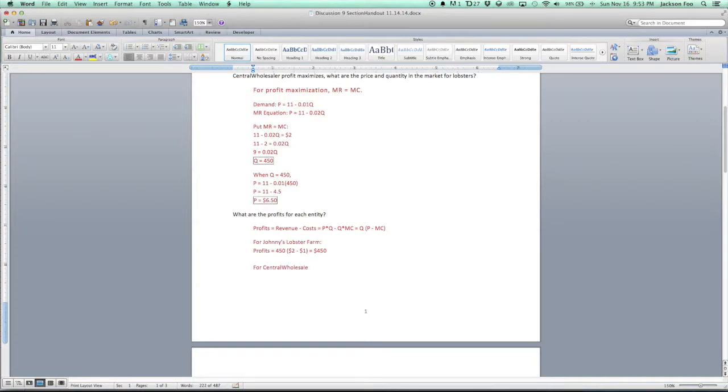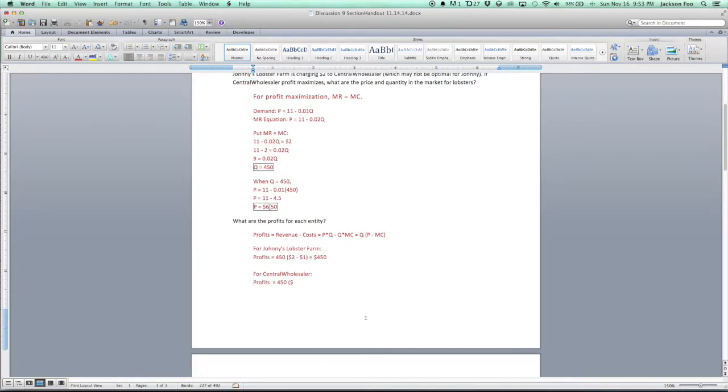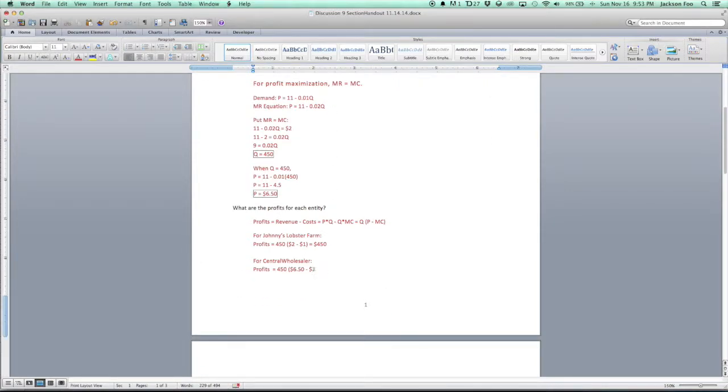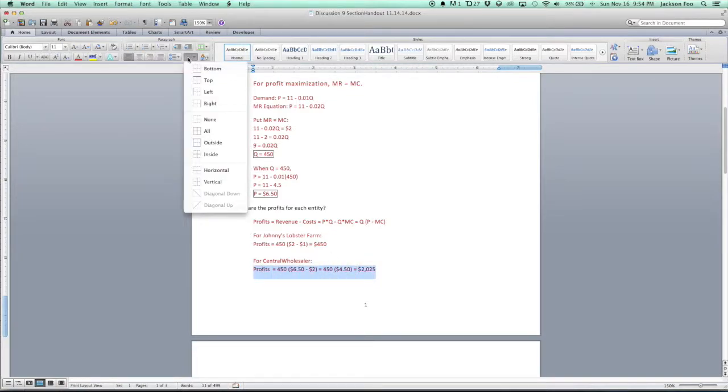Now for the central wholesaler, profits will be equal to, again, Q, going back to this equation over here, quantity multiplied by what they're charging, which we got from here is 650, minus what it costs them to get each lobster, which is here again $2. Their marginal cost is $2. So minus 2, we get 450 multiplied by 450, which will give us, which I have here, $2,025 in profits. So I'm going to box these up.